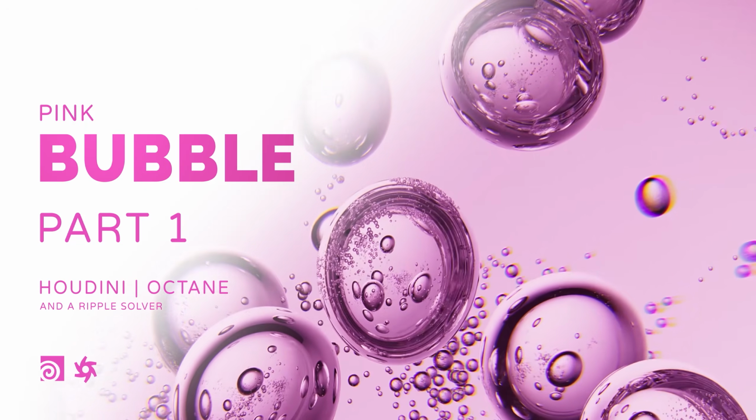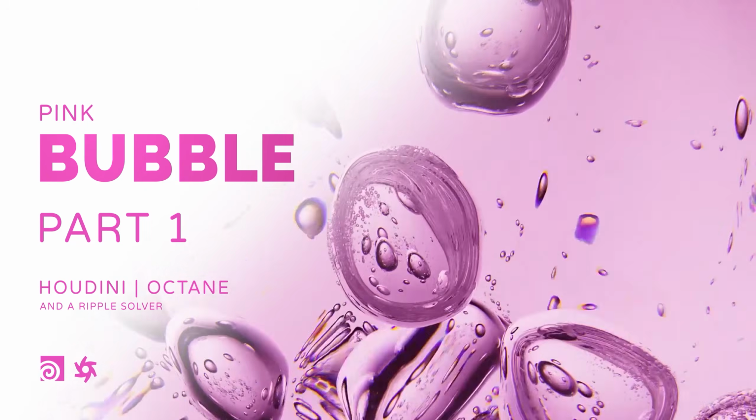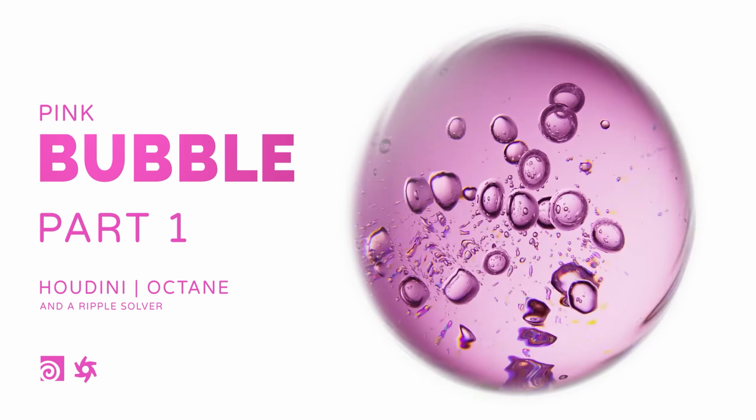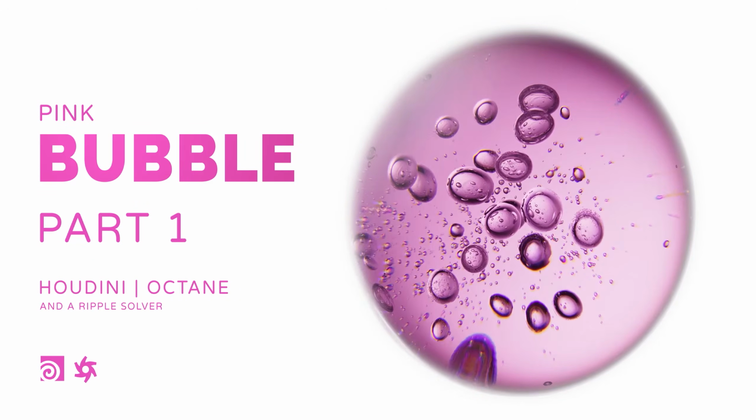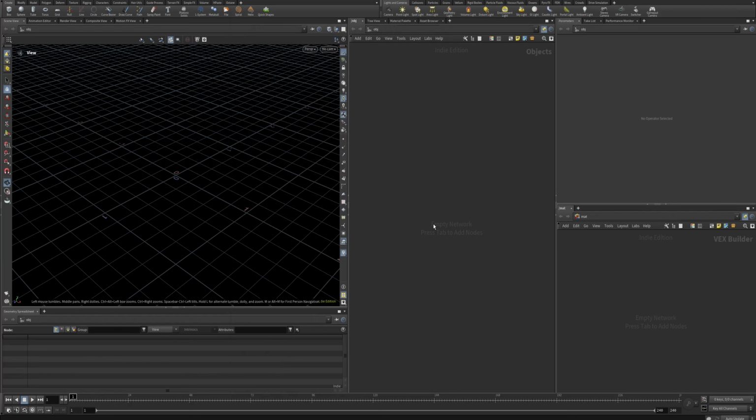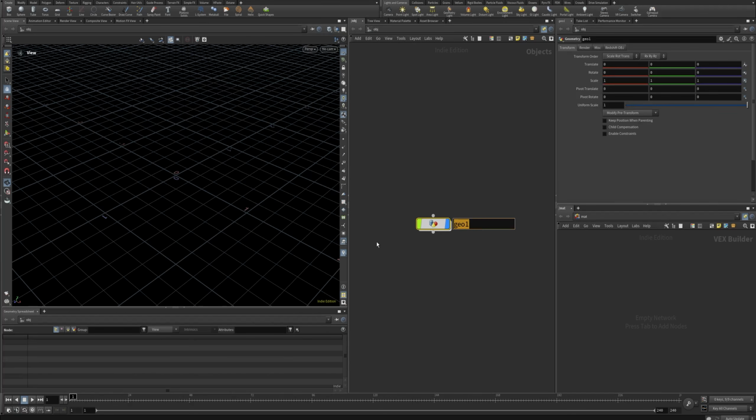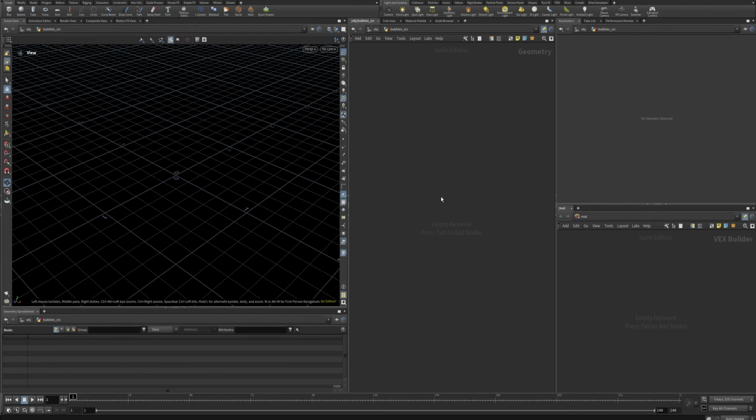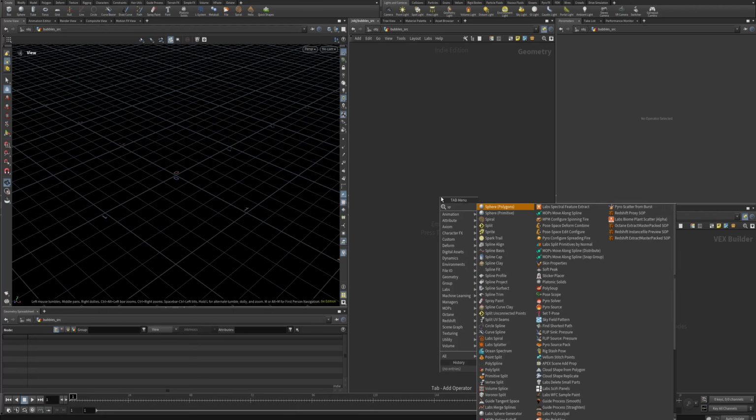Hello, hello. Today we're gonna do bubbles in a pink sphere, and we're gonna render it with Octane. Let's start with the Geo node. I'm gonna call it bubbles source. Dive in and create a sphere.